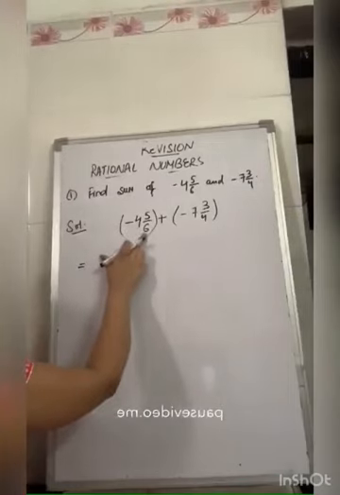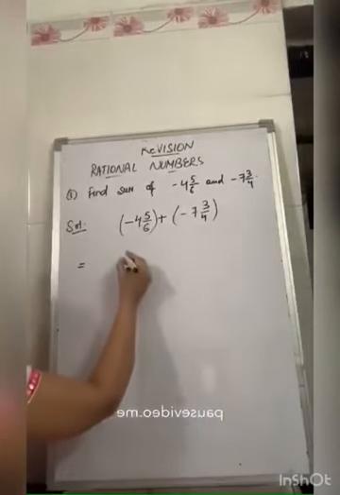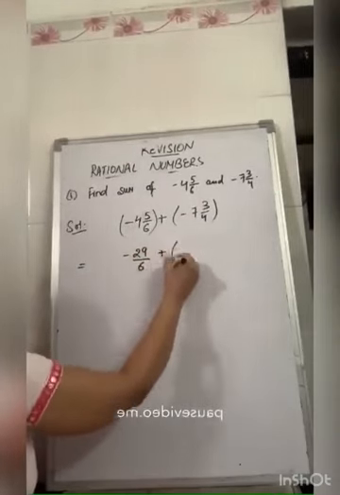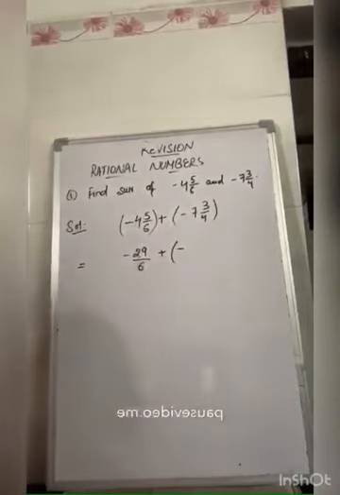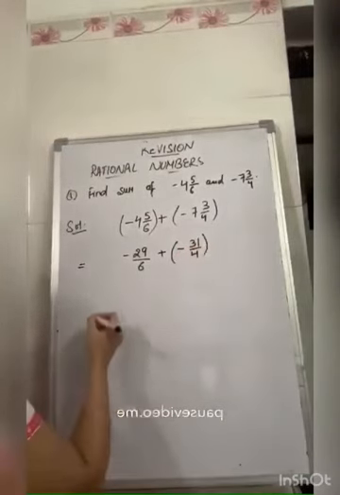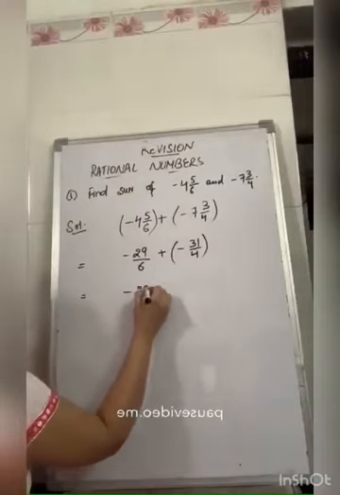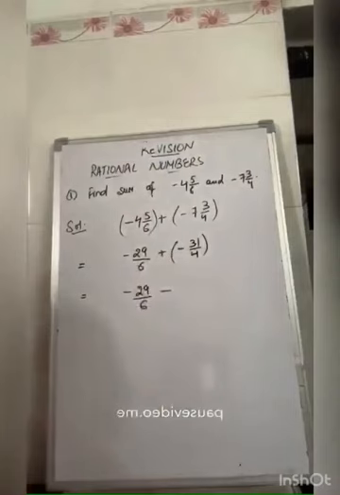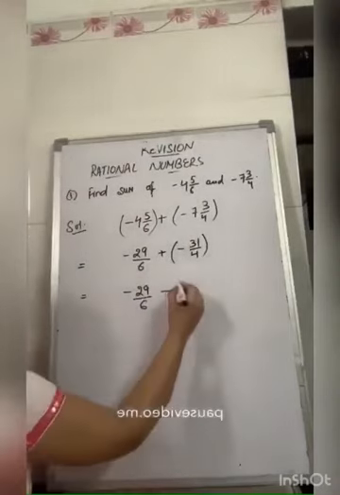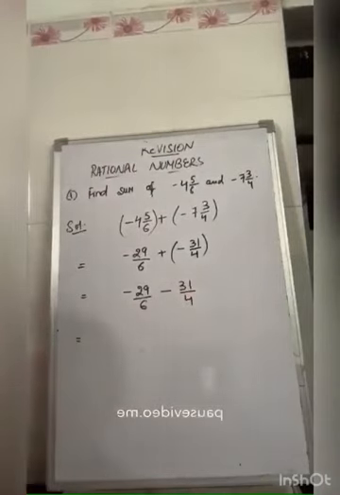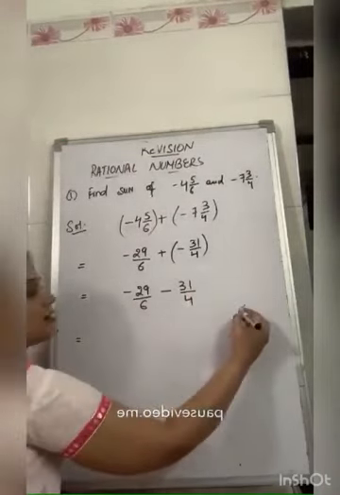4 sixes are 24, 24 plus 5 is 29. So it is minus 29 by 6 plus minus 7 4s are 28, 28 plus 3 is 31. So minus 31 by 4. Now minus 29 by 6 plus into minus is minus. This bracket means multiply. Plus into minus is minus, 31 by 4. Now what do we have to do? We have to take the LCM of 6 and 4.